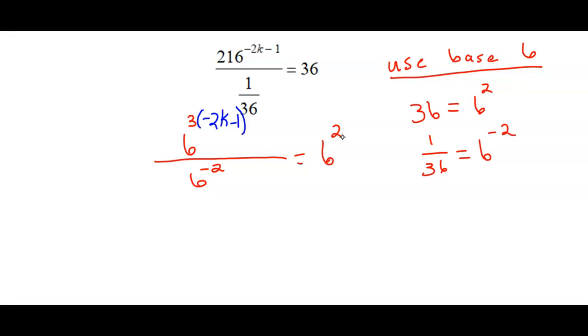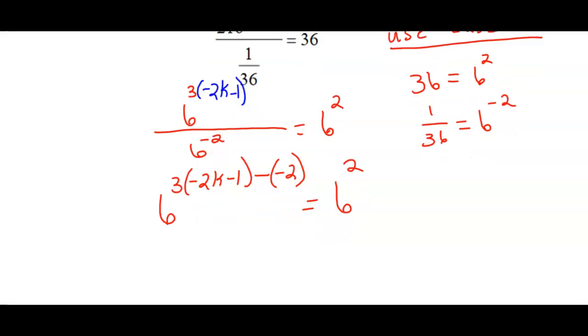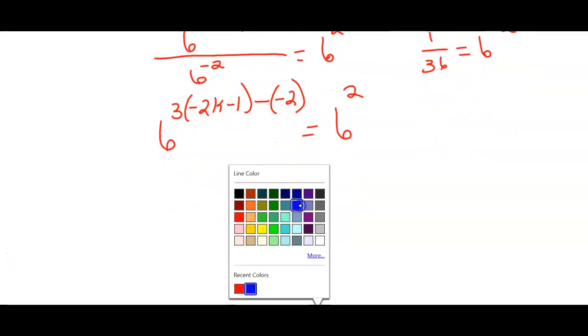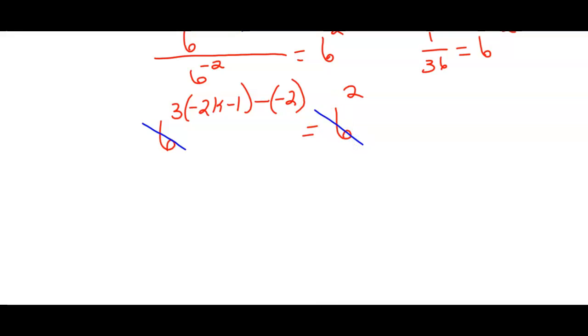And now you can go ahead and subtract your exponents. So we're going to write this side as a single base. So it's 6 to the 3 times the quantity, negative 2k minus 1, minus the lower exponent, which is negative 2. So you want to be careful when these denominators have a negative exponent, or even if it has more than one term. You want to put your minus after your first exponent and then open a parenthesis just so you don't forget to distribute that negative. And now we're ready to solve because we have our bases the same. We have a single base on each side.